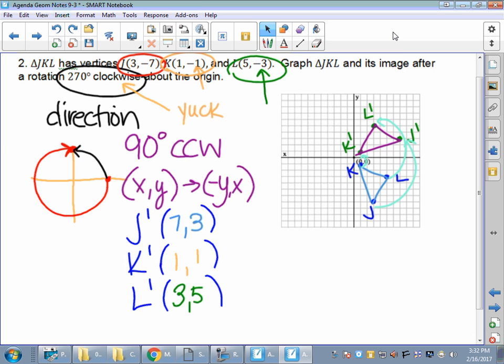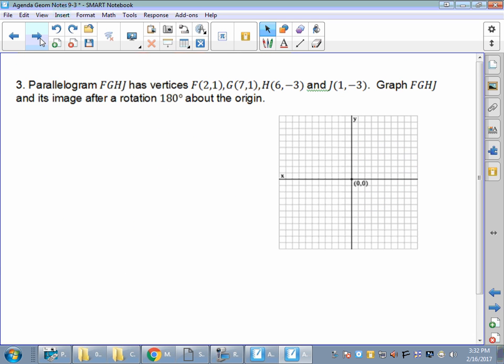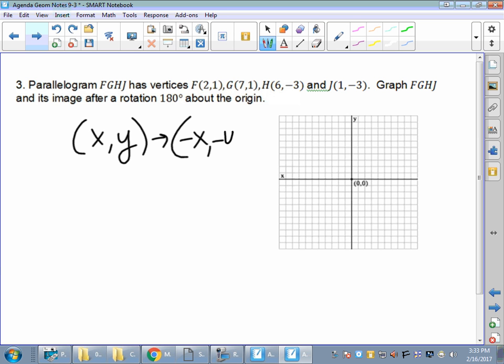So what do you think of these? Are these ones okay? Do we need to talk about parallelogram FGHJ, or do you feel like you've got it? That one's a 180-degree rotation. That's probably the easiest of the 3 rules, so I feel pretty okay with skipping that one. Our rule is x, y becomes negative x, negative y. So you should move 2 quadrants from where you started off, and it should be flipped over because we're rotating at 180 degrees.